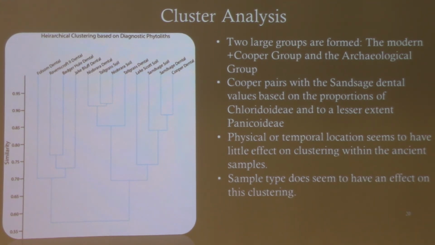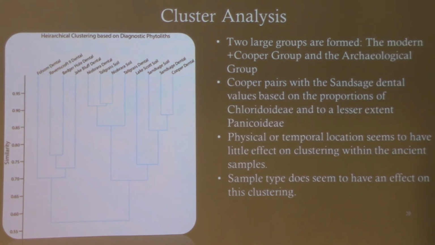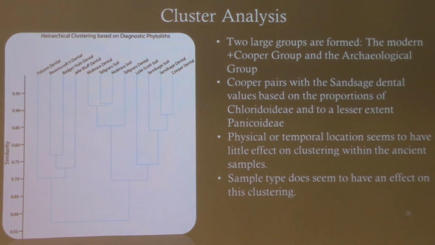The physical or temporal location of each site seems to have had quite little effect on clustering within the ancient samples. However, sample type does seem to have an effect on clustering. As we can see within the modern samples, again, generally dental samples are going to cluster with other dental samples, and then soil samples are clustering with other soil samples.